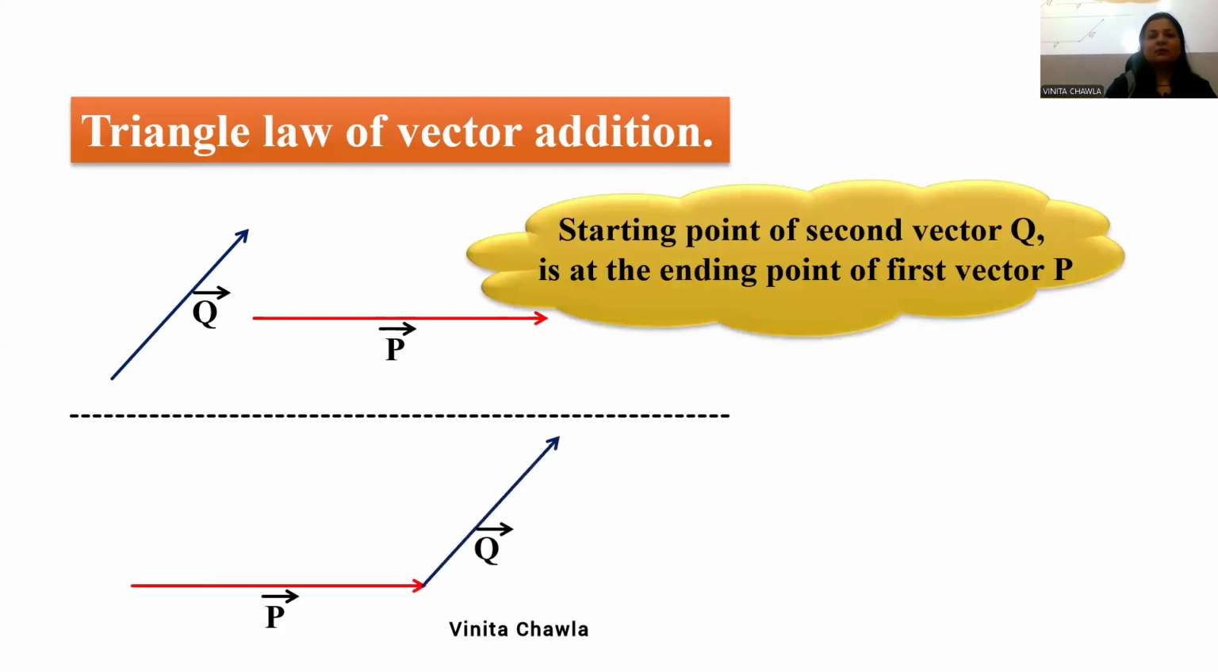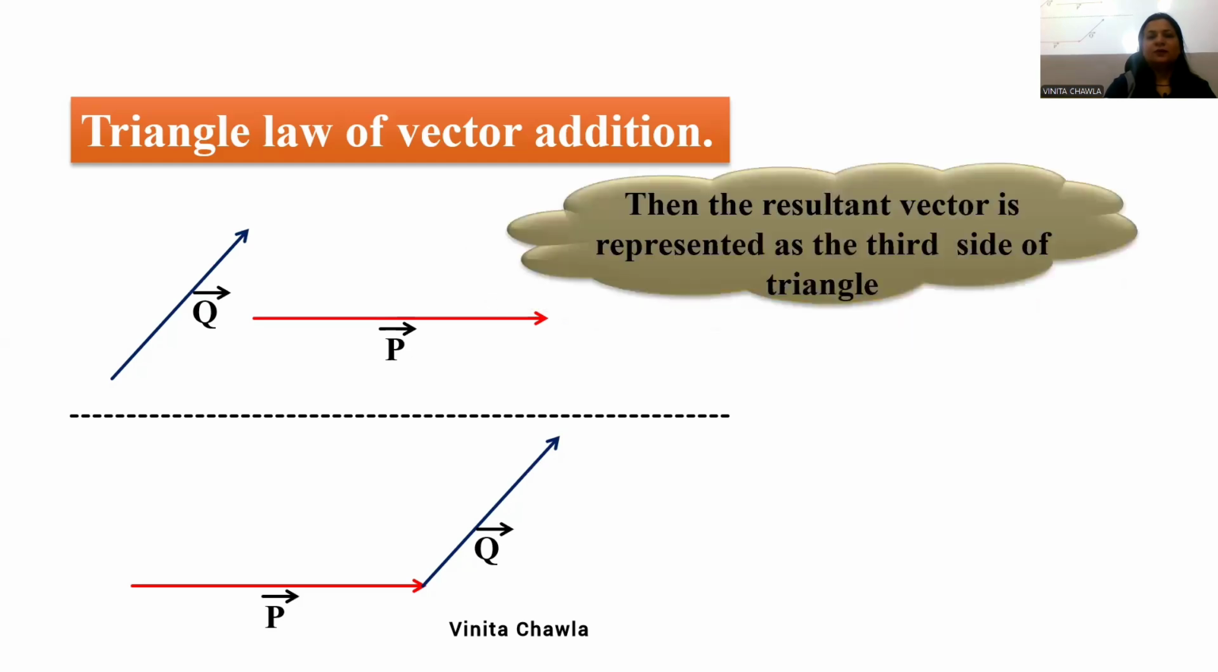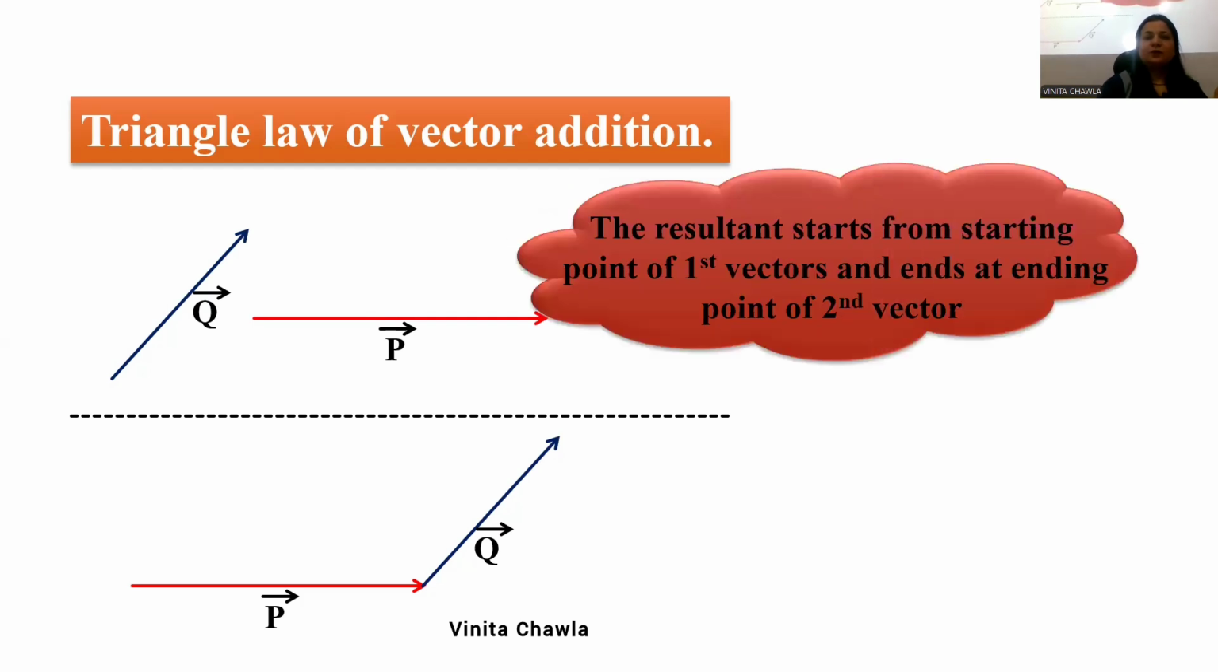So you can see starting point of second vector Q is at the ending point of first vector P. Okay, now we can draw the resultant vector, and resultant vector is represented by the third side of the triangle. And the resultant vector starts from the starting point of first vector and it ends at ending point of second vector. So we draw a resultant vector like this.